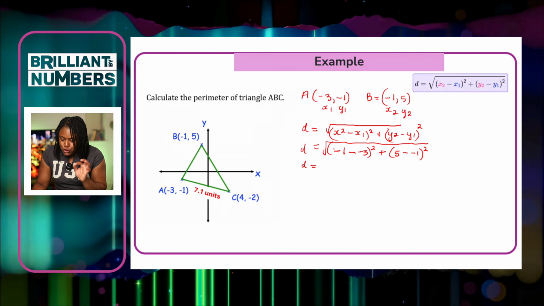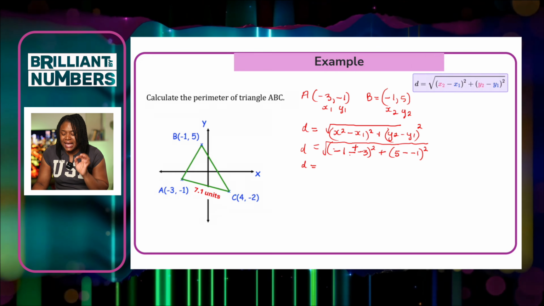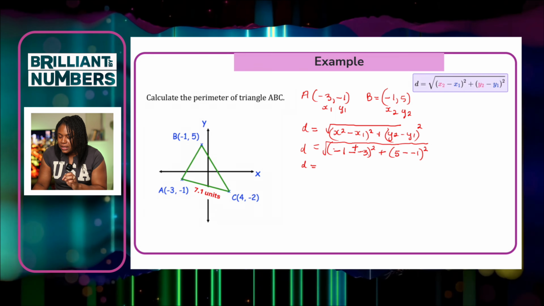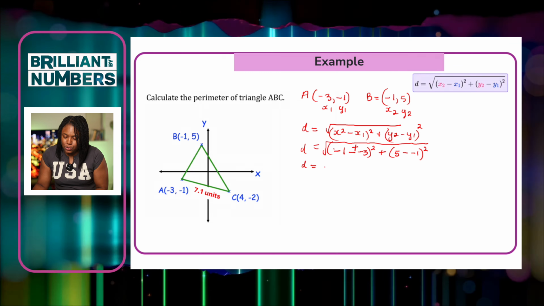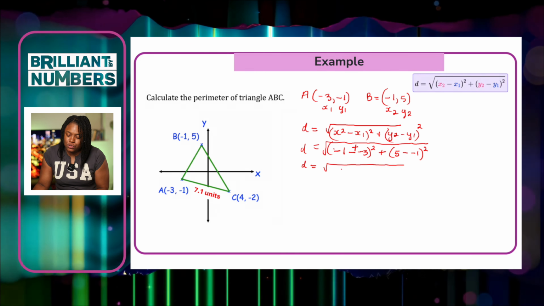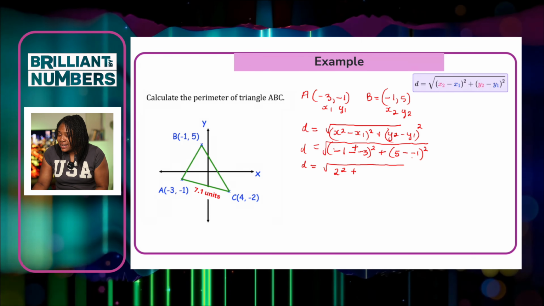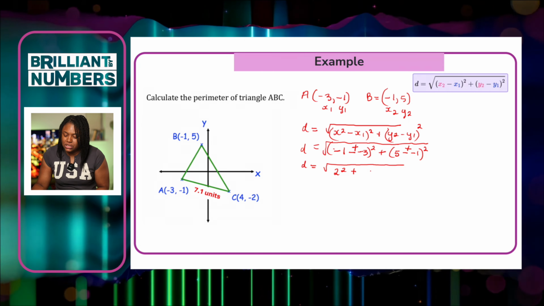Now remember, 2 negatives will give us a positive, so I'm just going to put that plus here. Essentially, I'm doing minus 1 plus 3, which is the same as 3 take away 1, and that's equal to 2. So I'm doing the square root of 2 squared plus, 2 negatives again give me a positive, so I'm doing 5 plus 1, which is equal to 6.